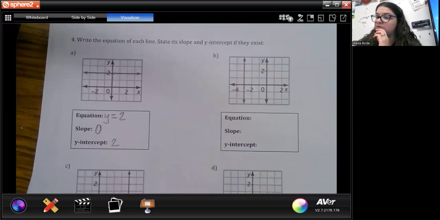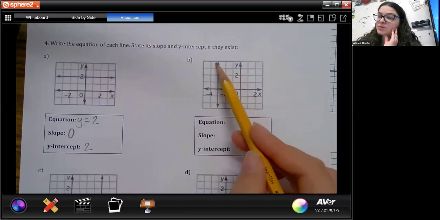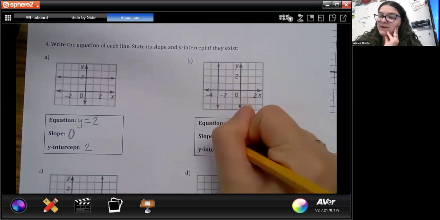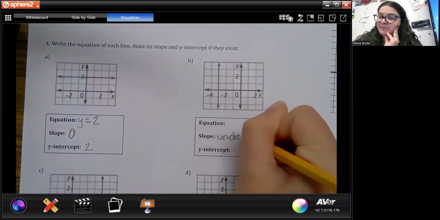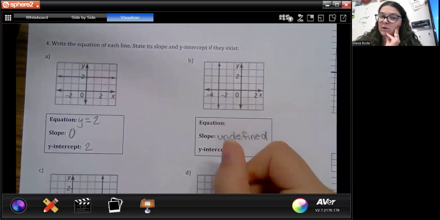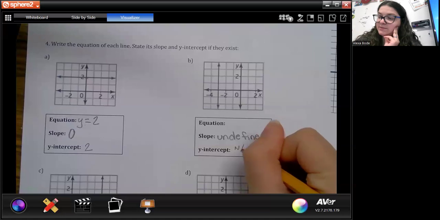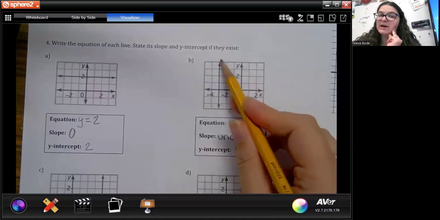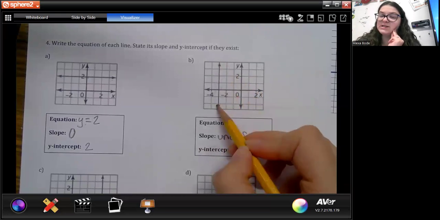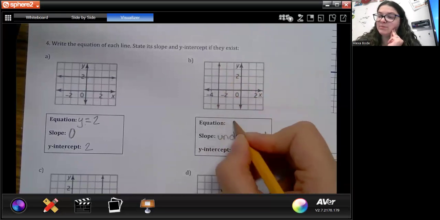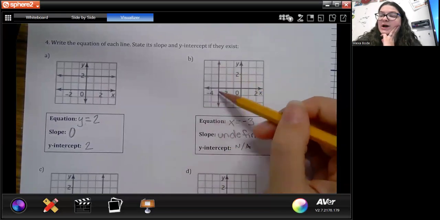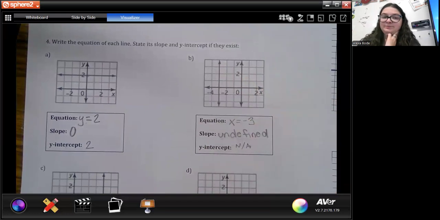I will do B with you as well. So this one is a vertical line. Because it is straight up and down, my slope is undefined. The y-intercept does not exist, not applicable, because it doesn't cross our y-axis. So my equation, because it crosses the x-axis at -3, would be x equals -3.